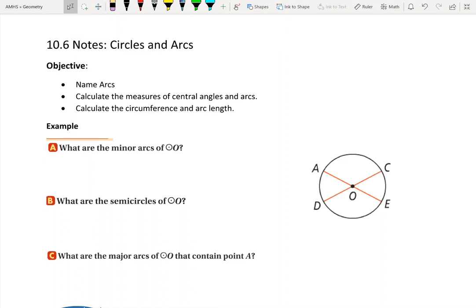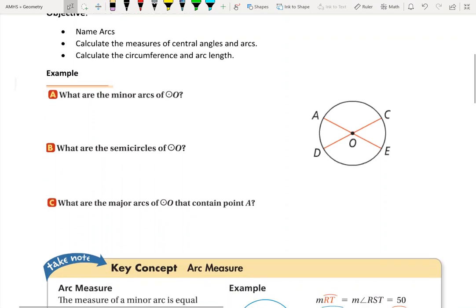Our objective today is we're going to name arcs, we're going to calculate the measures of central angles and arcs, and we're going to calculate circumference and arc length. First of all, let's name some arcs.